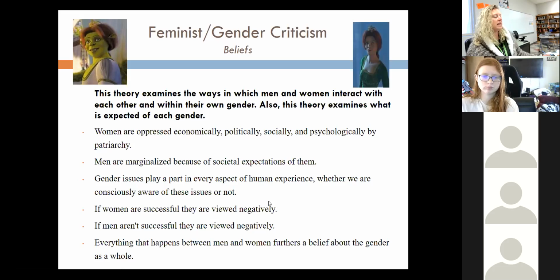All right, so when you are being asked on Summit, when you're being asked on the Crucible to look at certain pieces through the feminist gender lens, this is what you're doing. You're asking yourself these kind of things. You're looking at it, you're saying, okay, the women are being oppressed. How are they being oppressed? The men are being marginalized. What are the societal expectations of them at this time?